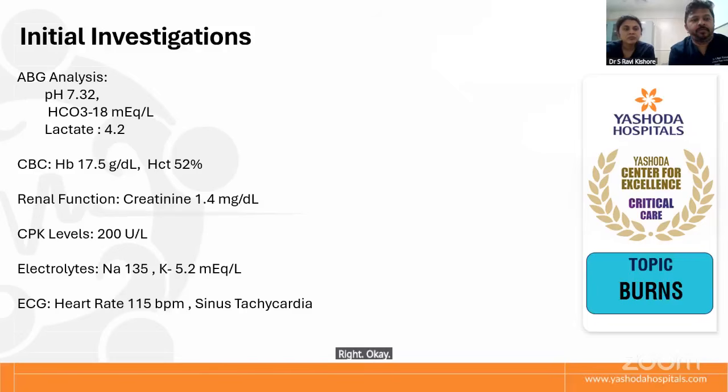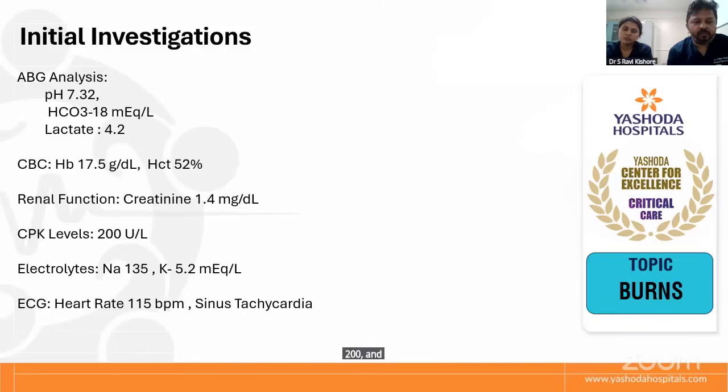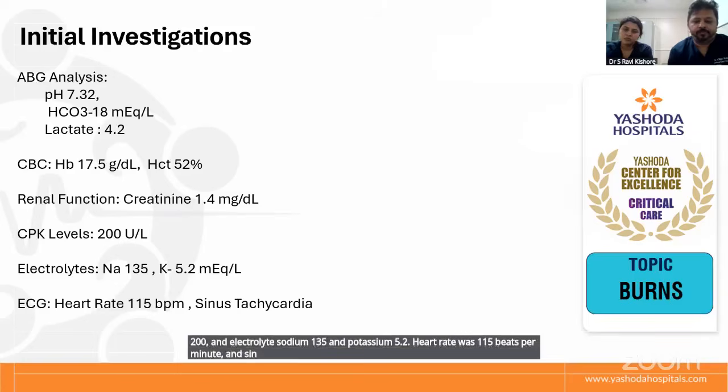So initial investigations: ABG shows pH of 7.32, bicarb 18, and lactate 4.2. Hemoglobin was 17.5, hematocrit 52, creatinine 1.4, and CPK 200, and electrolytes sodium 135 and potassium 5.2. Heart rate was 115 beats per minute, with sinus tachycardia on ECG.